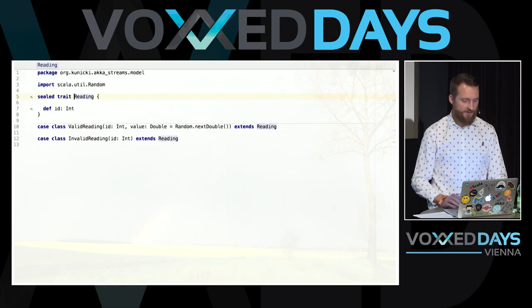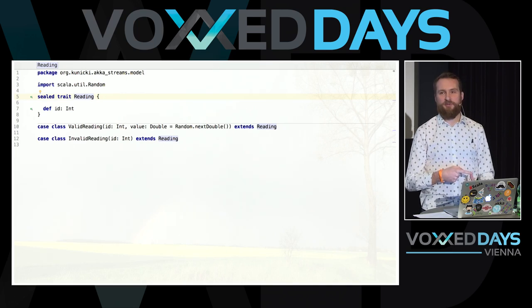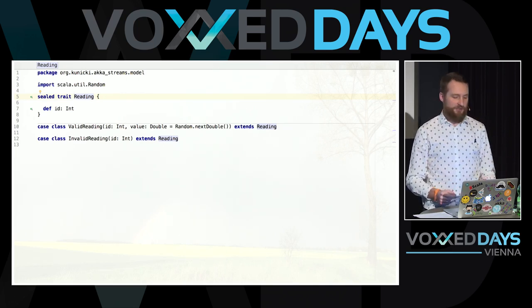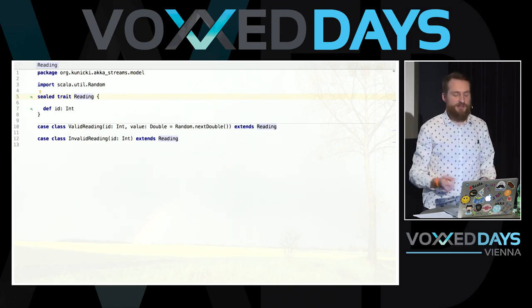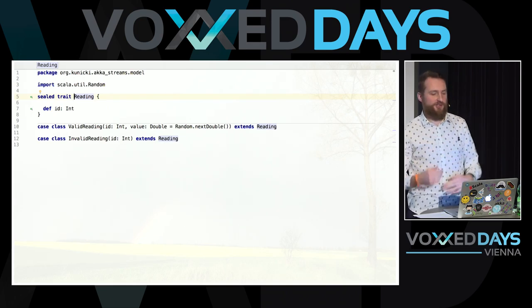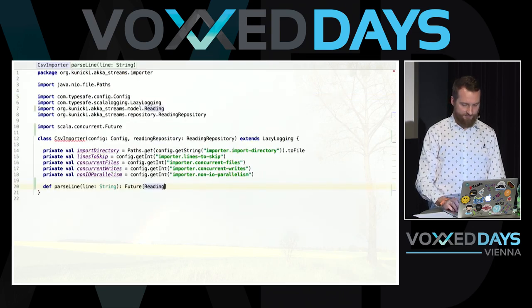Now, what's a Reading? There are two types of readings. We can have a valid reading, which has an ID and a value, as I said previously. And we can have an invalid reading, which is basically a marker class because it doesn't hold a value, since the value is invalid. But it holds the ID so that it's easier to do the aggregation and to average the readings afterwards.